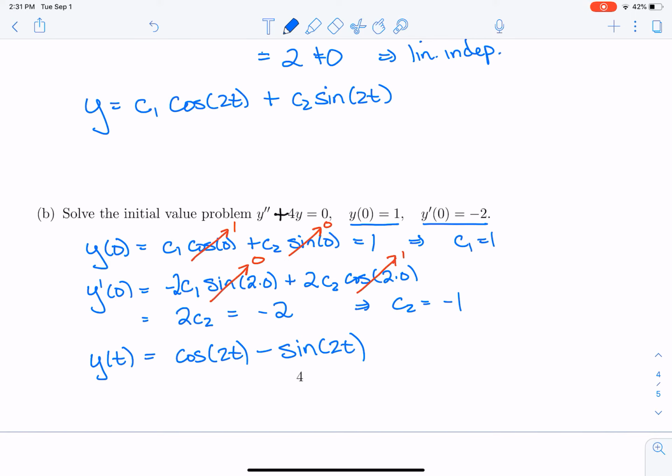And you might say to yourself, well, now I'd like to plot that solution. And of course, you can use technology to plot that solution. But maybe we could manipulate the solution of cosine 2t minus sine 2t so that we can write it as basically either one cosine or one sine, where it's easy for me to see what the amplitude is, what the phase is, and what the period is. And that's what we'll do in the next video.